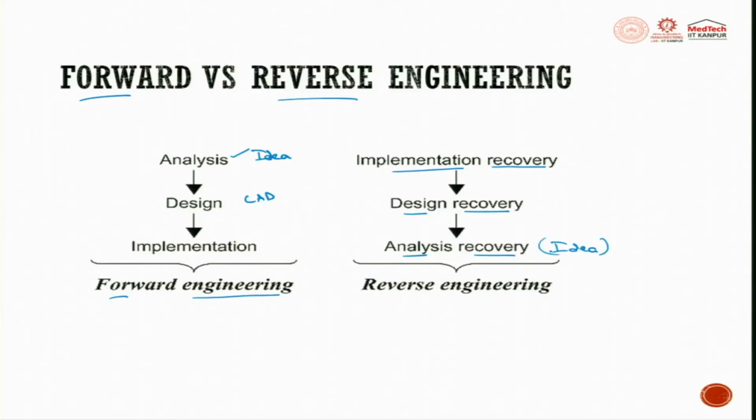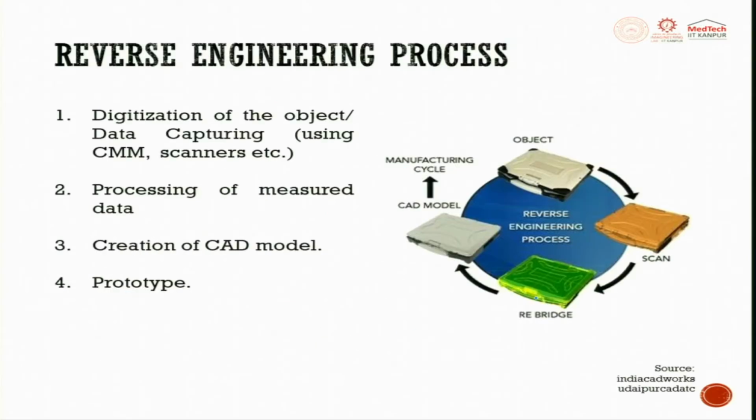This is reverse engineering. So, there is a clear delineation between how we go about understanding what reverse engineering is. Now, a reverse engineering process typically involves these 4 steps. They are multiple steps which are part of it. Each of these steps, for example, digitization in itself could have 10 tasks in it, but digitization of the objects, that is the data capturing using machines such as scanners, coordinate measuring machines, etc., is step number 1.